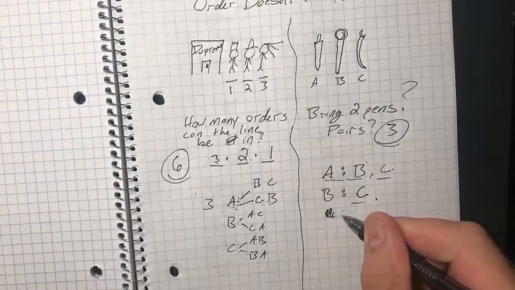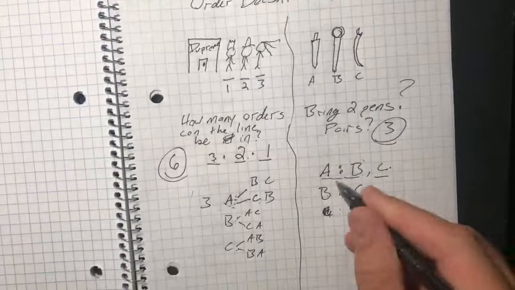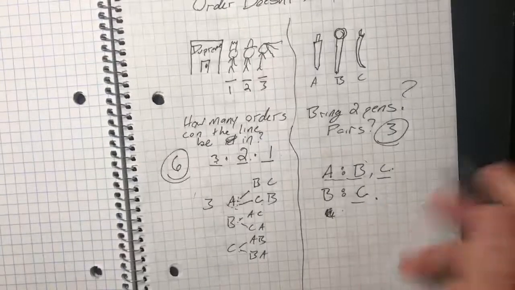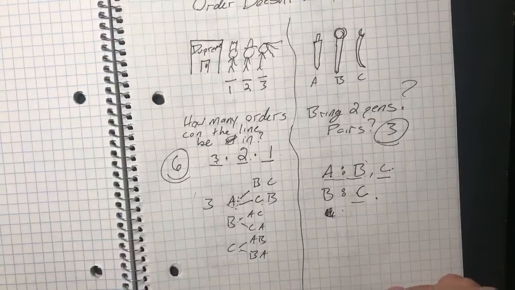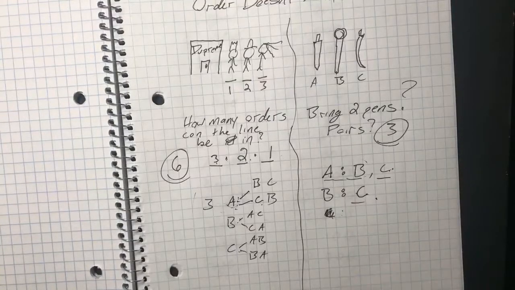But I wouldn't put C down there, because when I put A, well, that's already a pair. I put B, well, that's already a pair, so I don't really need to put C here, right? So, yeah, that's basically how you do that.